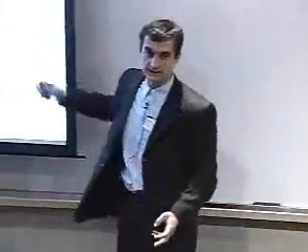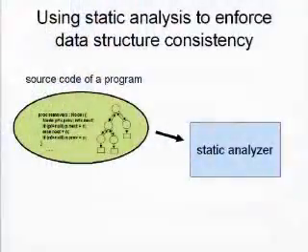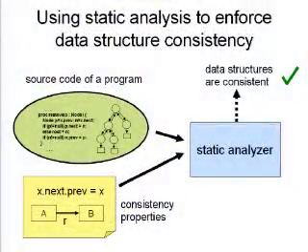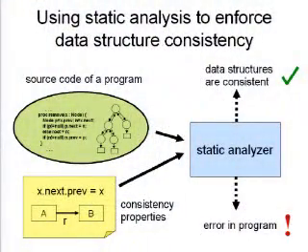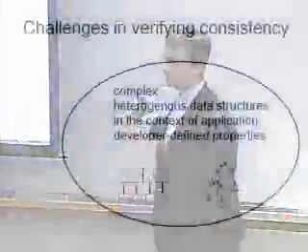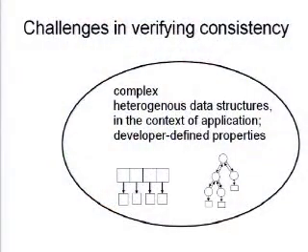So we want to build a static analyzer that's going to take as input source code of the program and a description of consistency properties. And it's going to say either the data structures are consistent, or it's going to indicate a potential error in the program. And so what are the challenges in designing such a static analysis system?